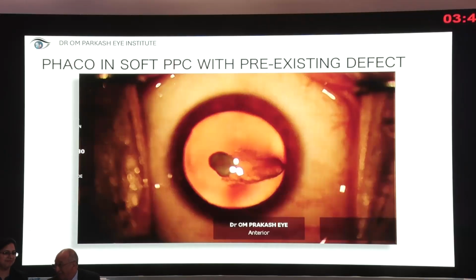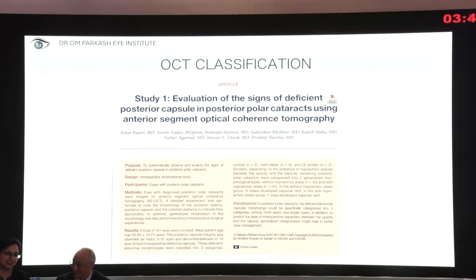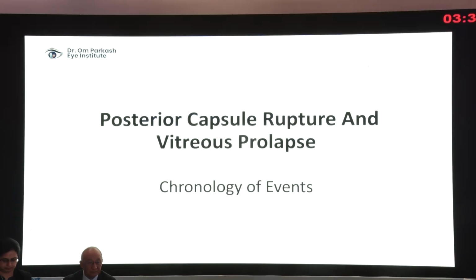So coming to the last case, this was a phaco and soft posterior polar cataract, a 35-year-old case, very soft cataract with an open posterior capsular defect. So Dr. Titial and his colleagues have described a very good classification which he already mentioned. So this was an open posterior capsule, a pre-existing one.